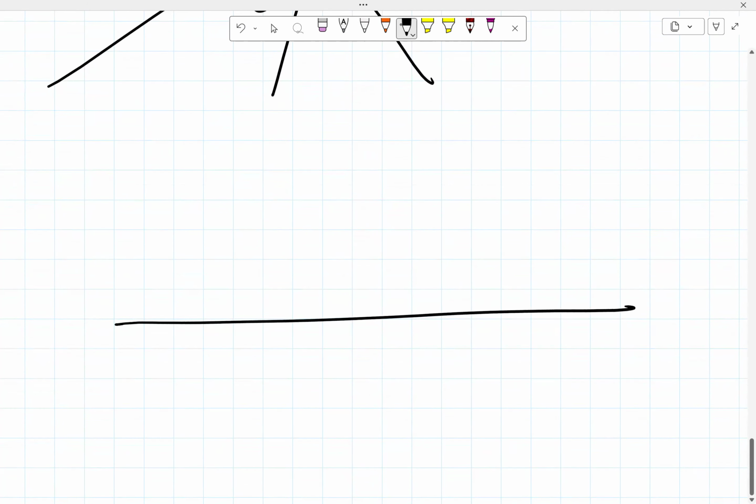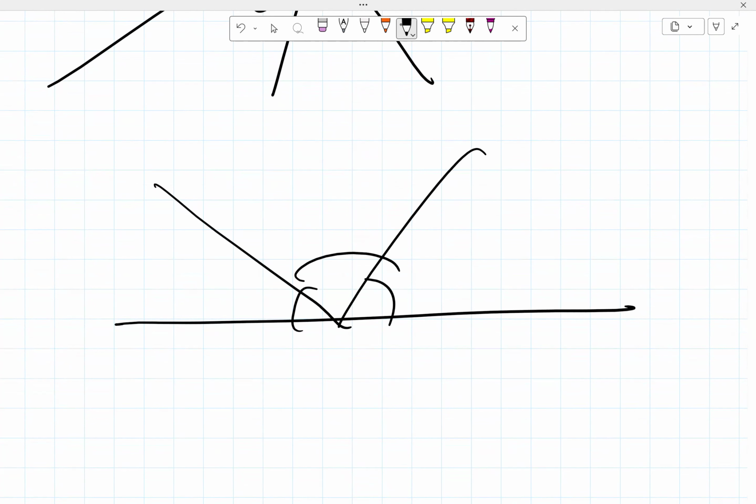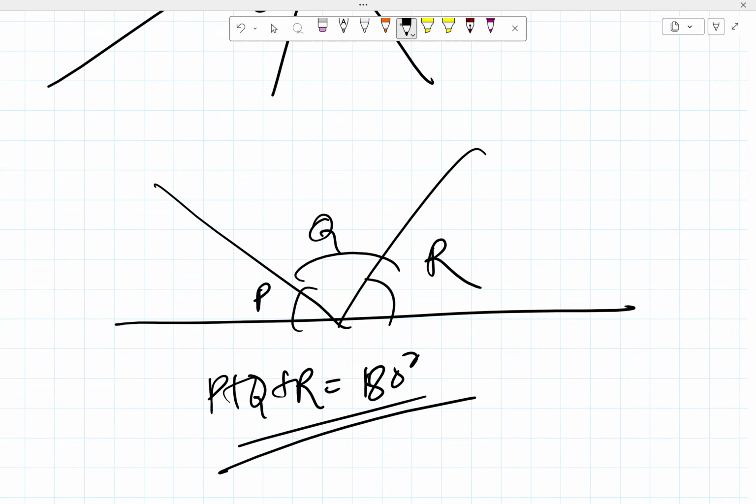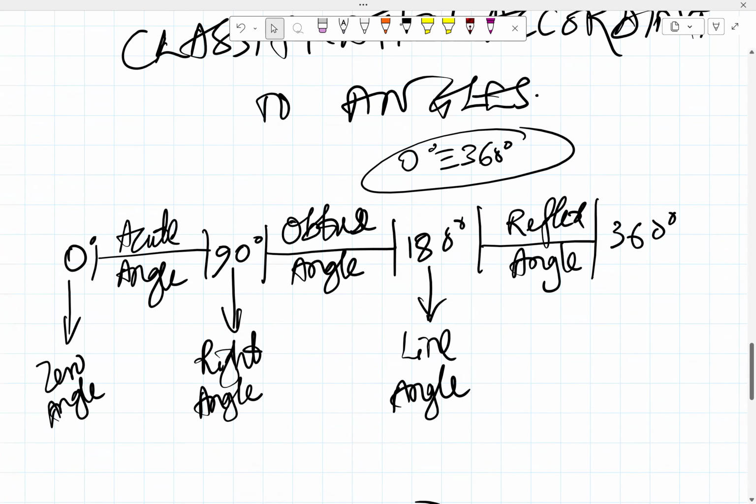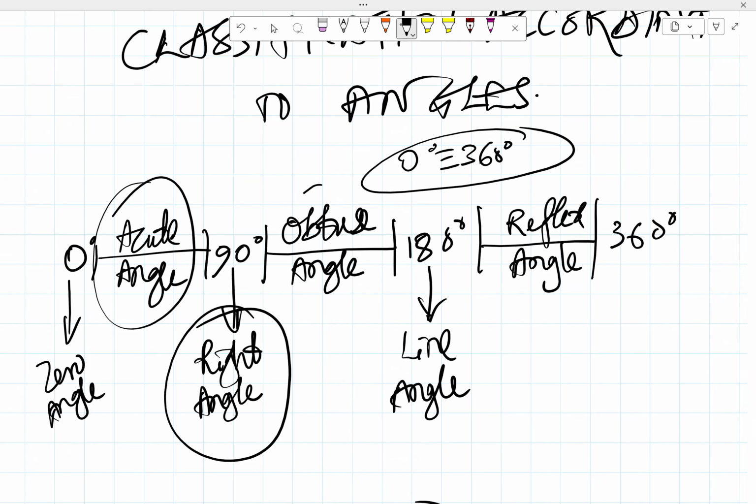On the other hand, for the 180 degrees angle, we say angles on a line. If you have a straight line and you have angles coming from it, and you add these three angles together, or any number of angles, say P, Q, R, we say that P plus Q plus R is equal to 180 degrees. So angles on a straight line add up to 180 degrees. Now that we have taken care of all this array of angles, we can have angles based on this: acute, right, obtuse, and reflex.